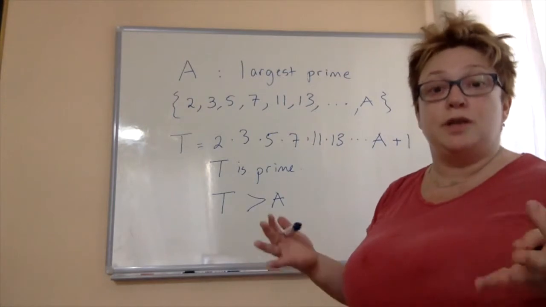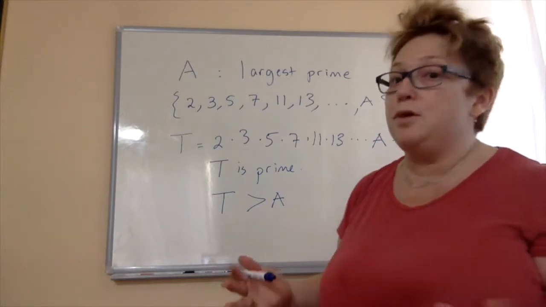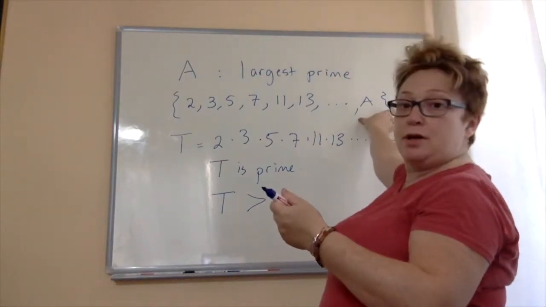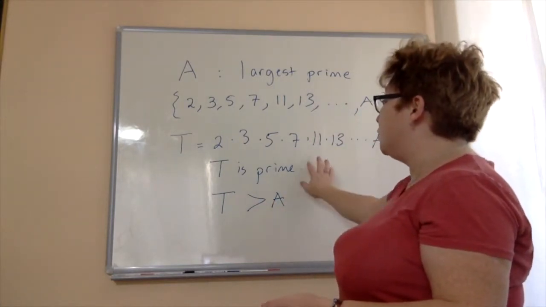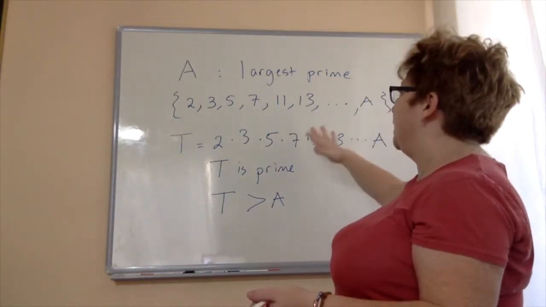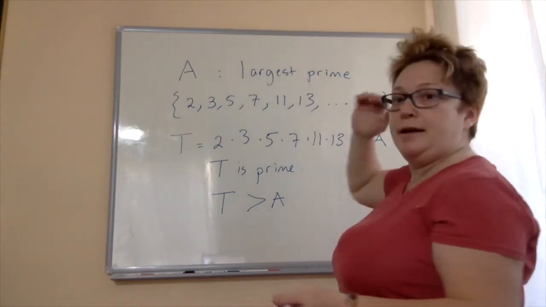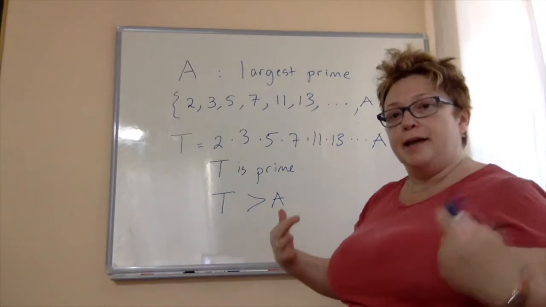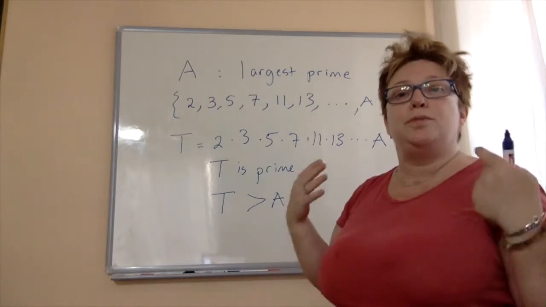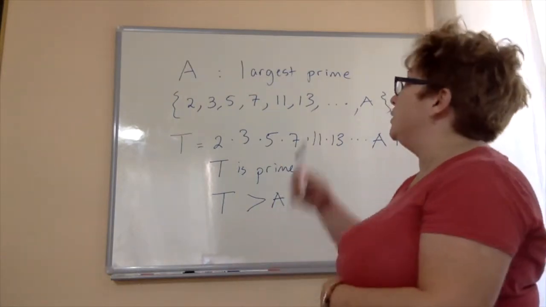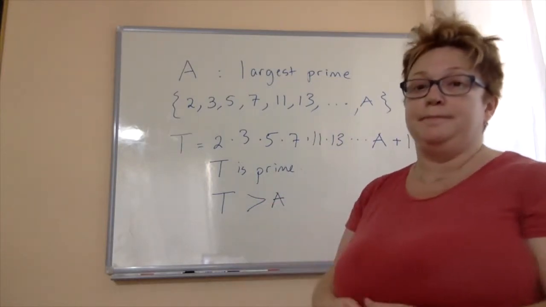So, there's my contradiction. I assumed that the set of prime numbers had a largest number. It was finite, and I just showed a contradiction. I got a prime, a seemingly prime number, which was bigger than my assumed largest prime, A. Therefore, I go back and say, my initial assumption of the opposite of what I set out to prove must be wrong. So there isn't a finite number of primes, there's an infinite number of primes.